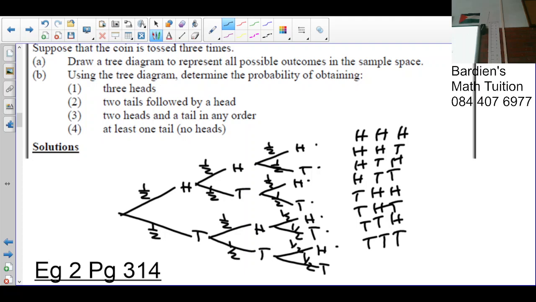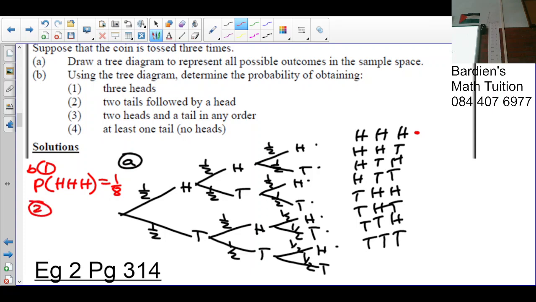So the first question, that's A. B says, using the tree diagram, determine the probability of obtaining 3 heads. 3 heads can only be that one, not so? So that's going to give you the probability of 3 heads. It's going to be 1 out of 8. Can you see that, people?